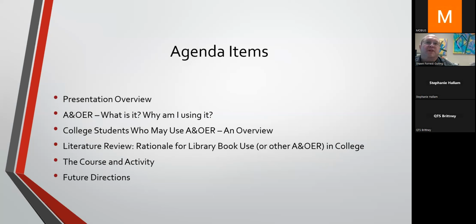We'll do a quick presentation overview, a very quick discussion of what A&OER is and why I am using it. I know a lot of people will already know that, so I don't want to belabor the point too much. Then an overview of college student users of all kinds of materials, but A&OER specifically in this case. A literature review that I did to determine just how much library books are used as A&OER, given that's my specific usage today. Then the actual course that I teach this in, the actual activity as part of the course, and then any future directions that make sense.